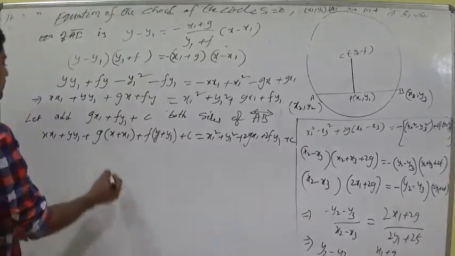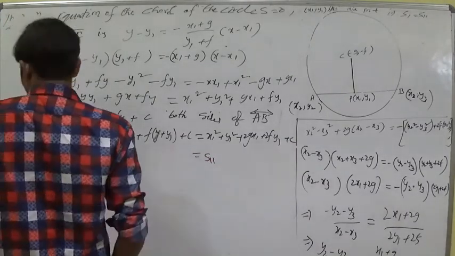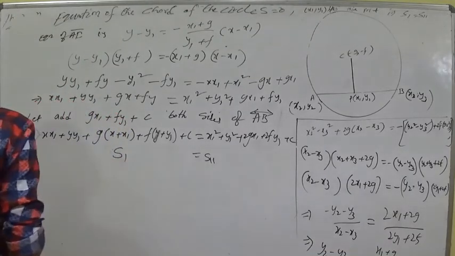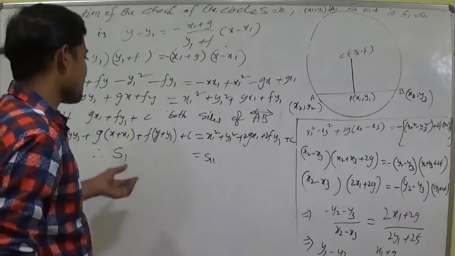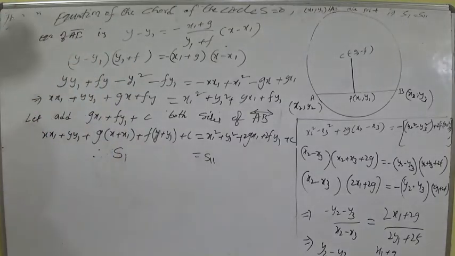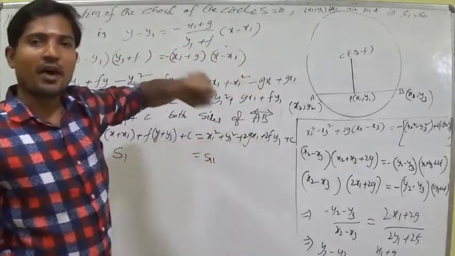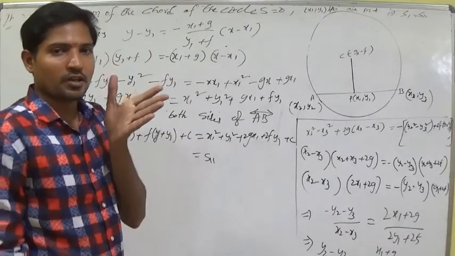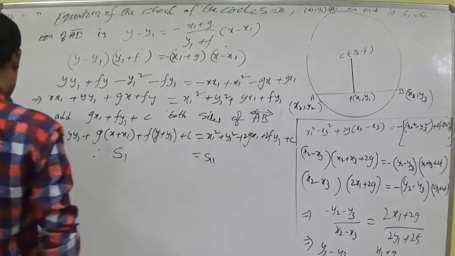This is S1 is equal to S11. Therefore, S1 is equal to S11, which has been proved. So the equation of the chord of this circle, when we have a midpoint, is S1 is equal to S11. Remember, this is very important.